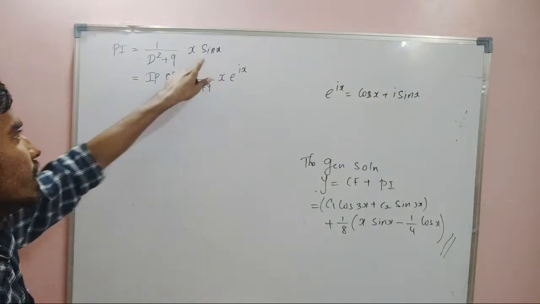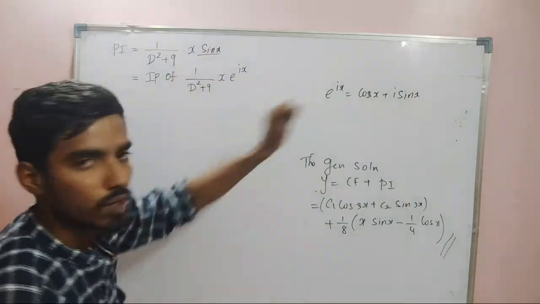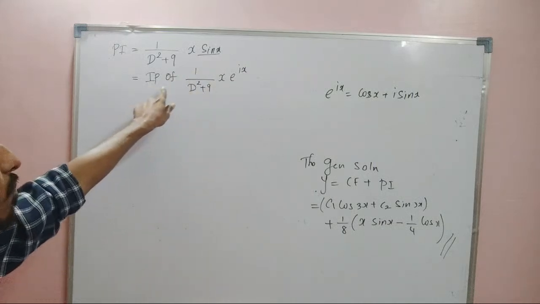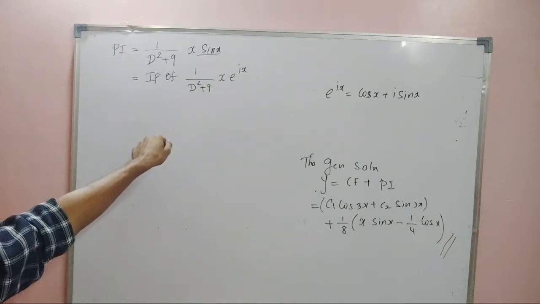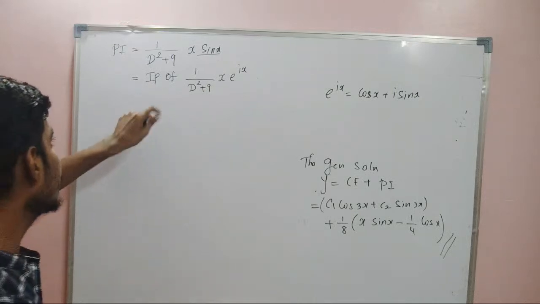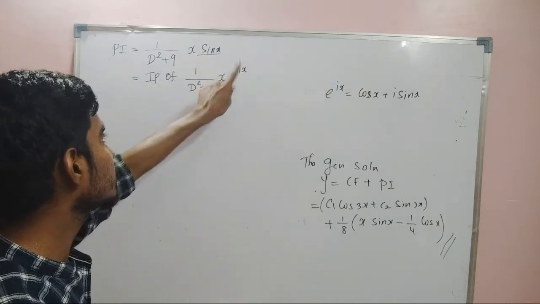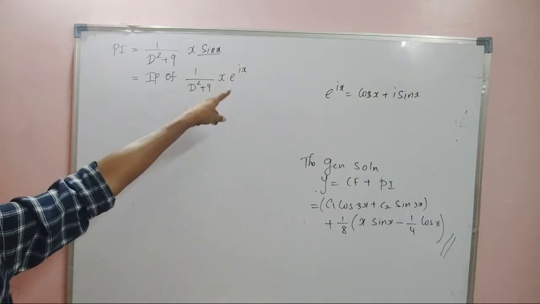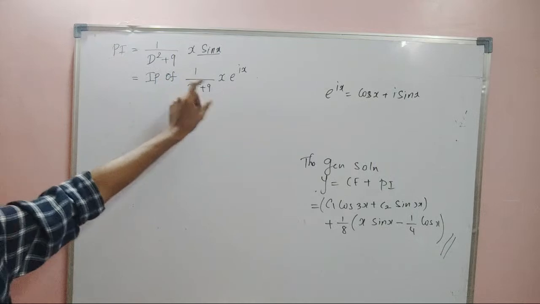That means I can write sin x as imaginary part of e power ix. Suppose if I have cos x, I can write that as real part of 1 by d square plus 9 x into e power ix. So since we have sin x here, I can write this as imaginary part of, so I am just replacing sin x by e power ix. Suppose if I have sin 2x, I will write that as e power i 2x, right? Yes. So I am going to solve this equation using type 4 now.